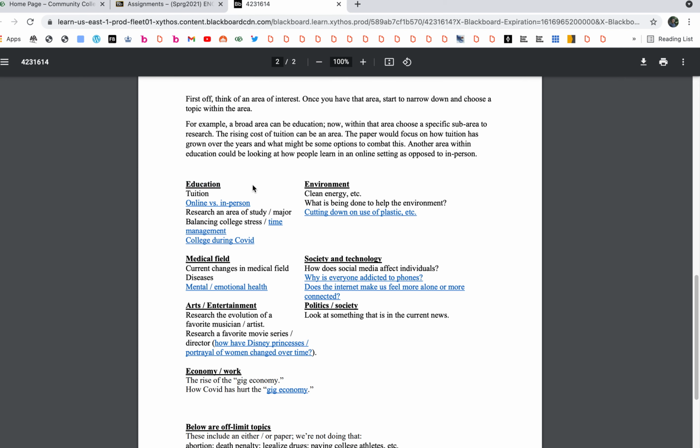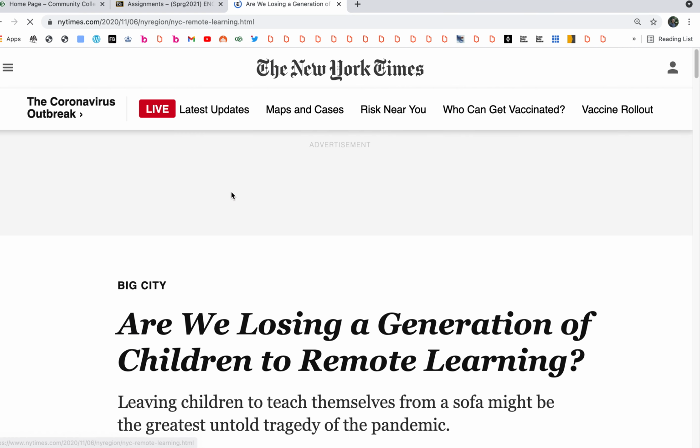You can also research an area of study, a major, right? If you have something you're going into, what's your area of study, a major? What path does that follow? Balancing college stress, time management, right? That's a nice research paper that could be helpful. College during COVID. So these are just a few ideas that you see. Education is the broad theme. And you would choose one of these, obviously not all of these. And within these things, you would look at some areas, right?